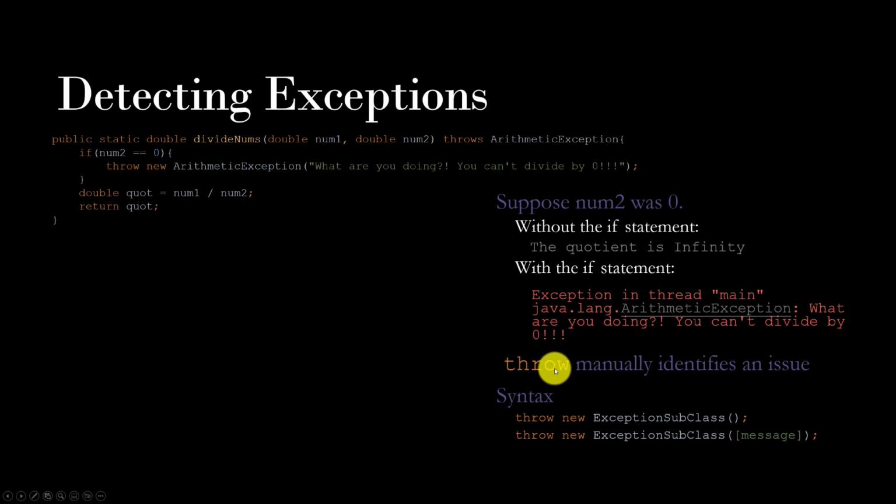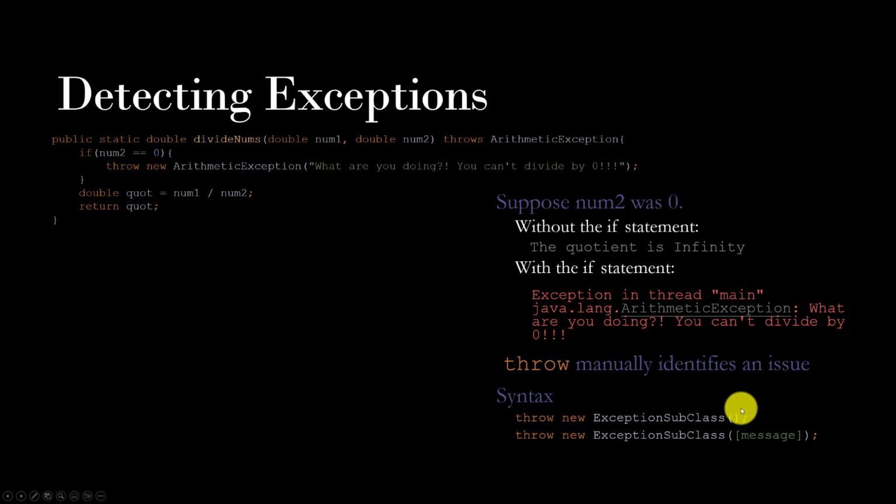So we can manually throw issues, and throwing means that we're pointing out, hey, here's an exception that can be handled later. This isn't handled, this is just detecting. The syntax for throw is throw, new, and then whatever the exception subclass is, and then a message if you want one. It doesn't always warrant it. If you're dividing and you have an ArithmeticException, it's probably because you're dividing by 0.